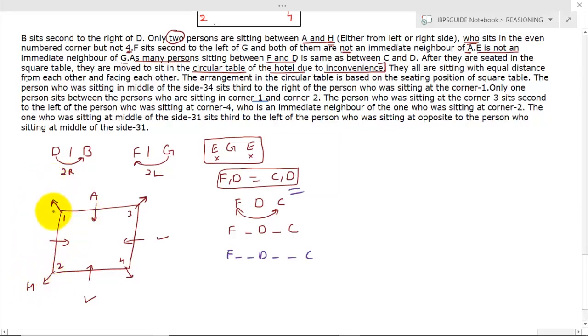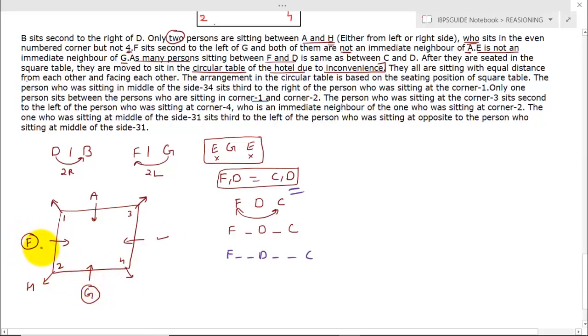Okay, or we can say that G cannot sit at this position, because if I place G at this position, then G and A are immediate neighbors, which conflicts with our statement that G and F both are not immediate neighbors of A. So how many possibilities for G? 1 and 2. So again we need to place G at this position and mark it with a circle. So G is here, second left, F is at this position.